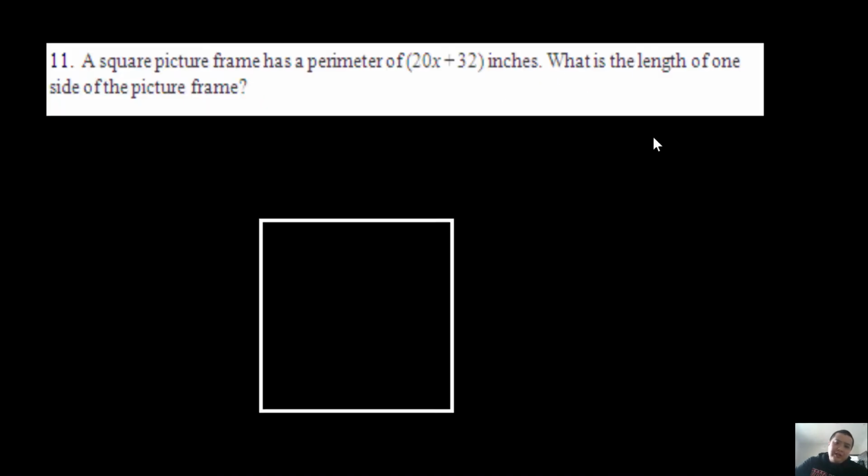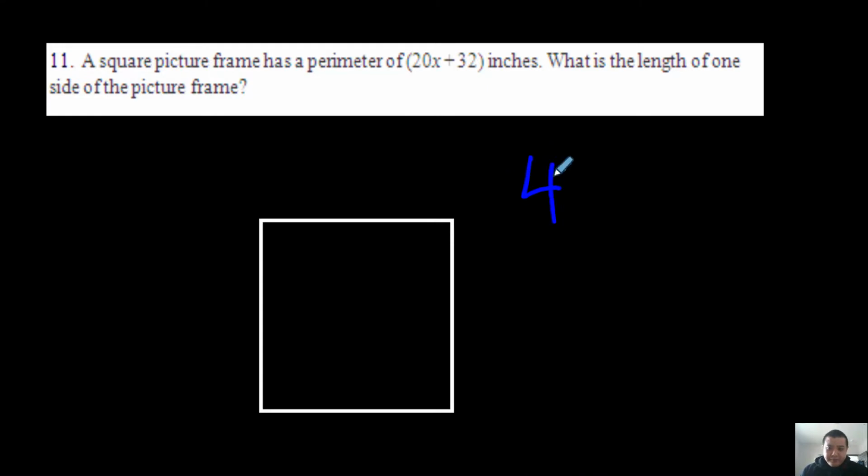Here, number 11, a square picture frame has a perimeter of 20x plus 32. What is the length of one side of the picture frame? So here I have drawn a square, and what we know is that squares have 4 equal sides. So we have to figure out what expression, when added together 4 times, gets us this. Well, that's the same thing as division. We're essentially dividing this 20x plus 32 by 4. So that means we're going to factor out a 4 from this expression.